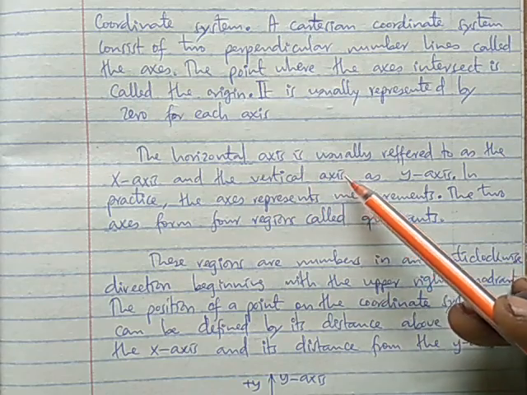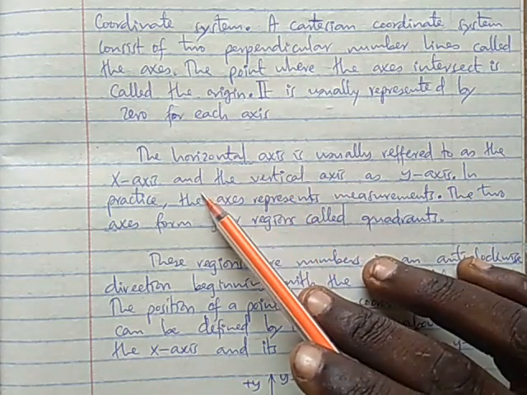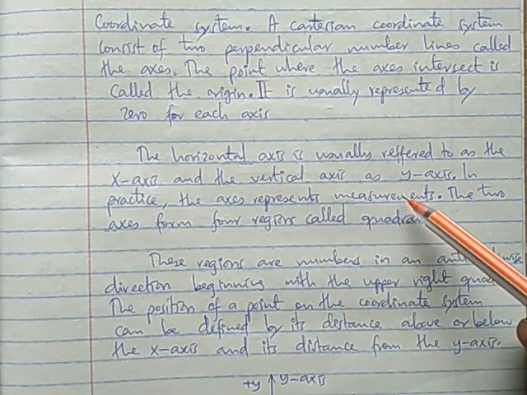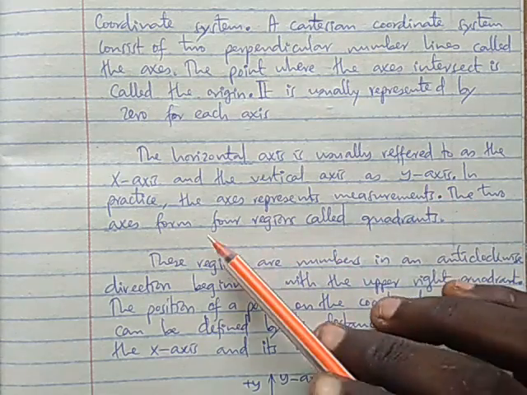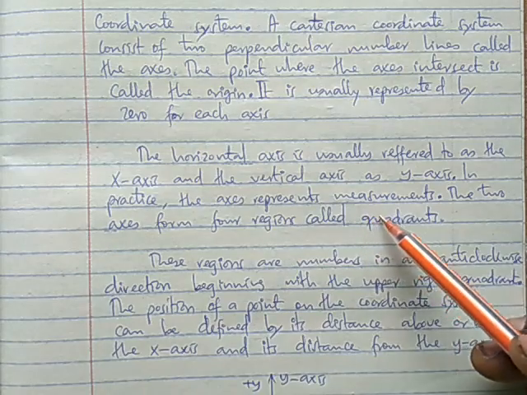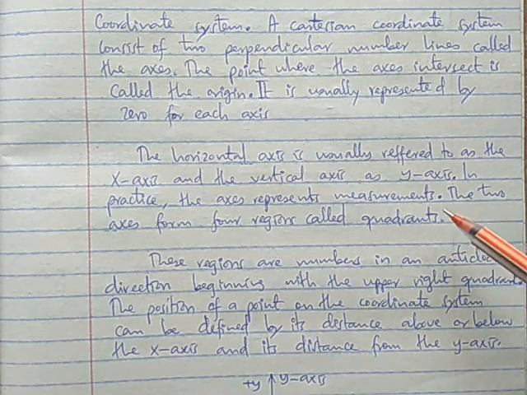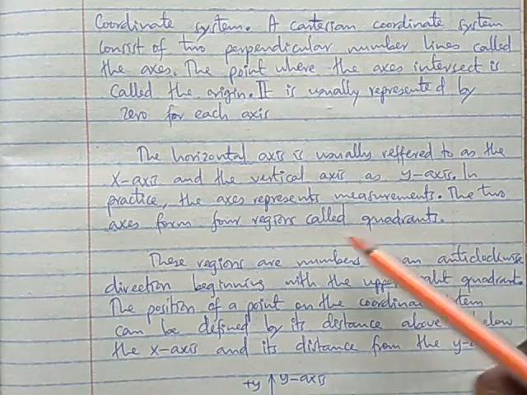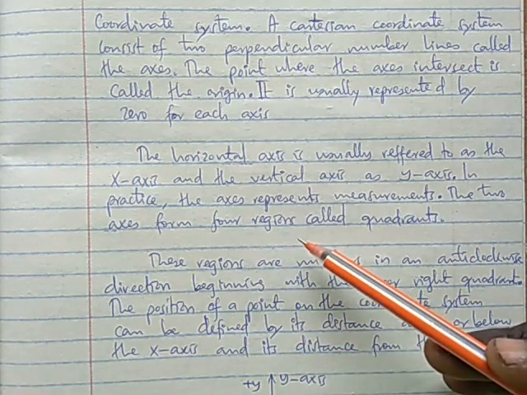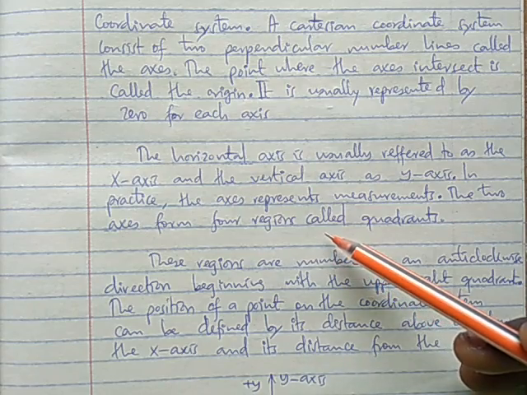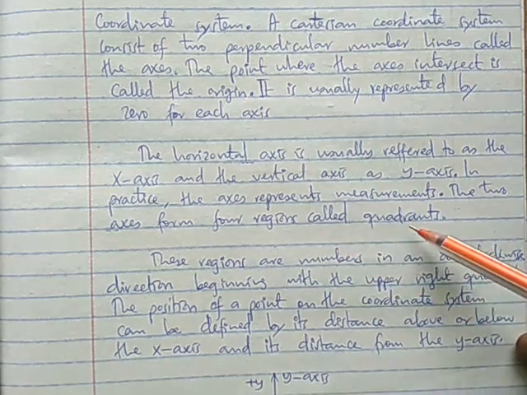The horizontal axis is always referred to as x axis and the vertical axis is y axis. In practice, the axis represents measurements. Kwa hiyo tunavyokuwa tunafanya calculations au tuna represent vectors, axis inakuwa zina represent nani? Measurement. So the two axes form four regions called quadrants. Kama tulivyo discussed, they are called quadrants.